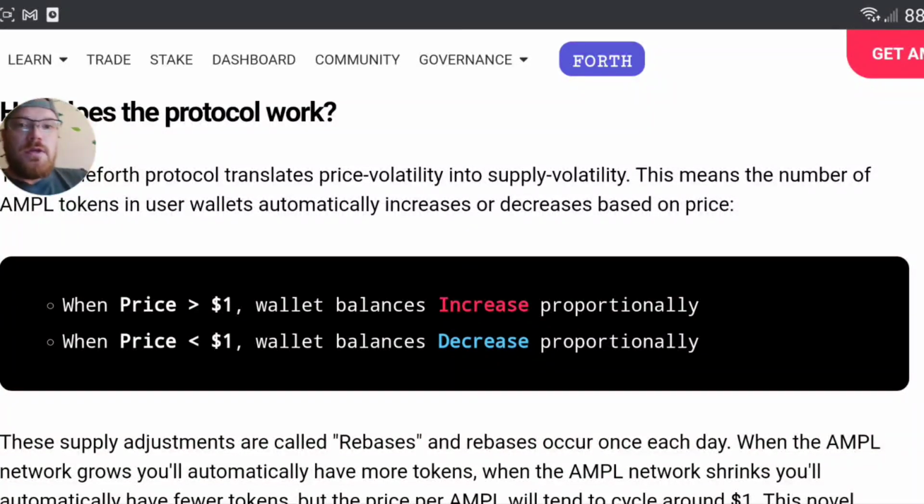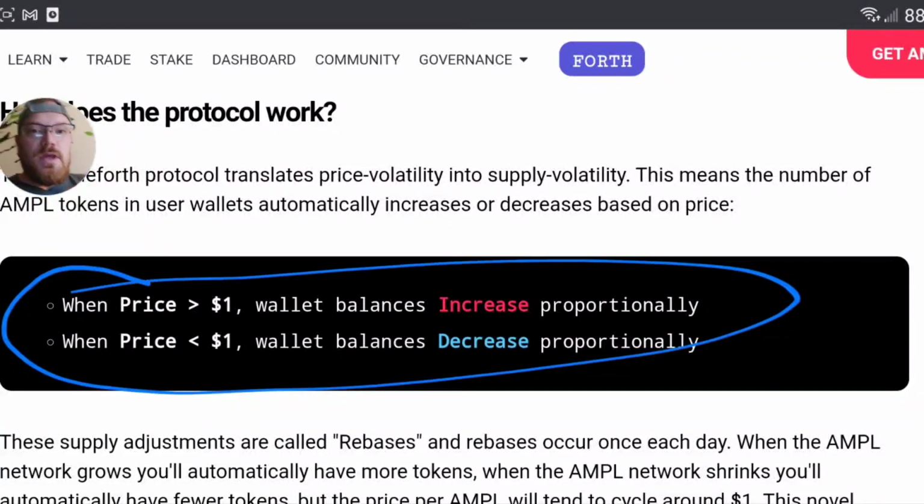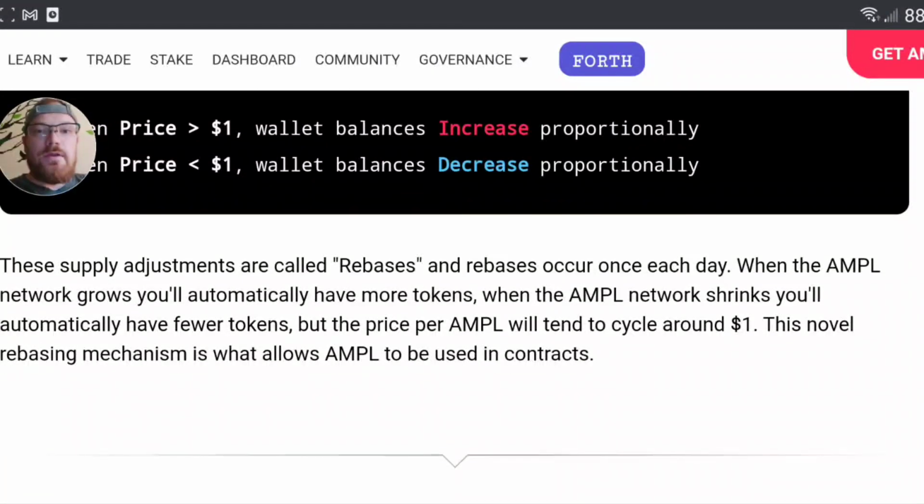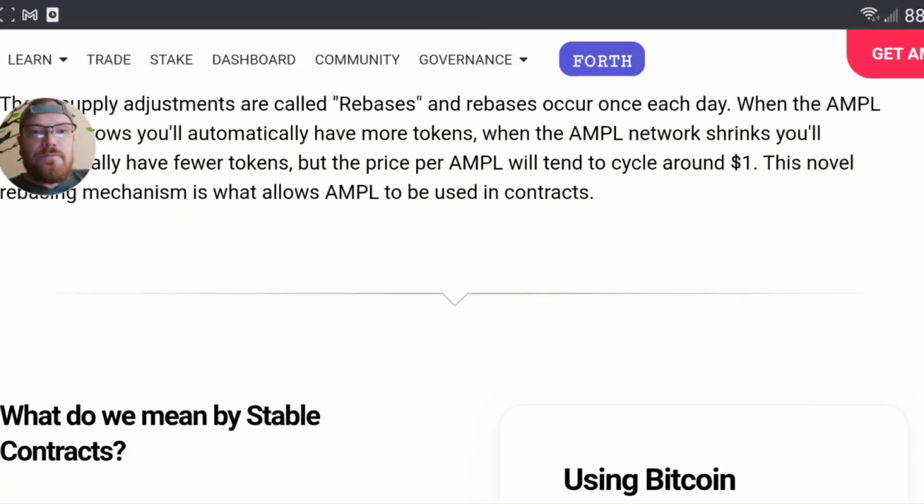So you can see here, like I just said, when price is greater than $1, wallet balances increase proportionally. When price is less than $1, wallet balances decrease proportionally. And continuing here, these supply adjustments are called rebases, and rebases occur once each day. When the Ampl network grows, you'll automatically have more tokens. When the Ampl network shrinks, you'll automatically have fewer tokens, but the price per Ampl will tend to cycle around $1. This novel rebasing mechanism is what allows Ampl to be used in contracts.